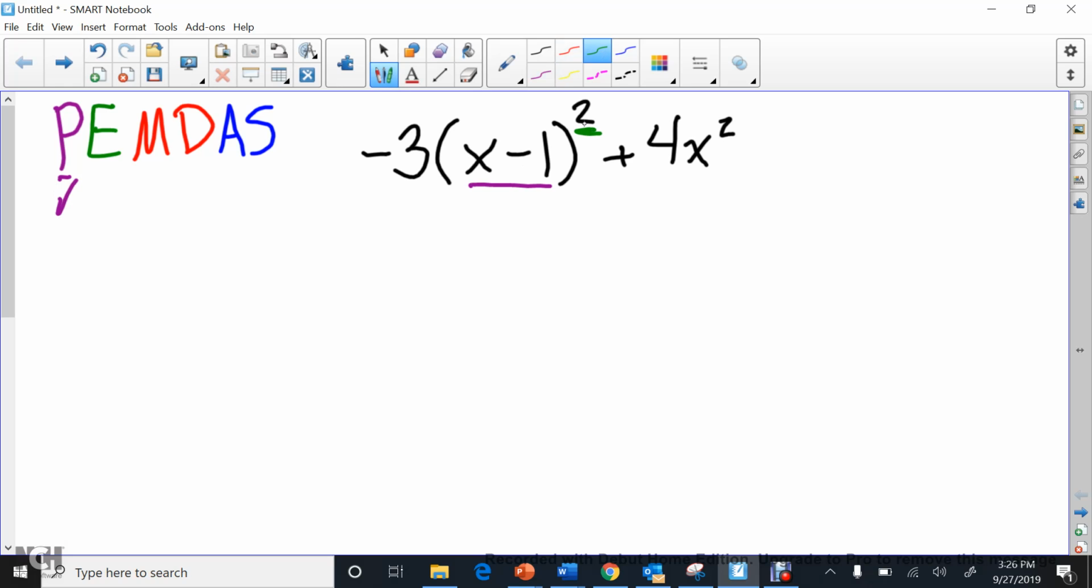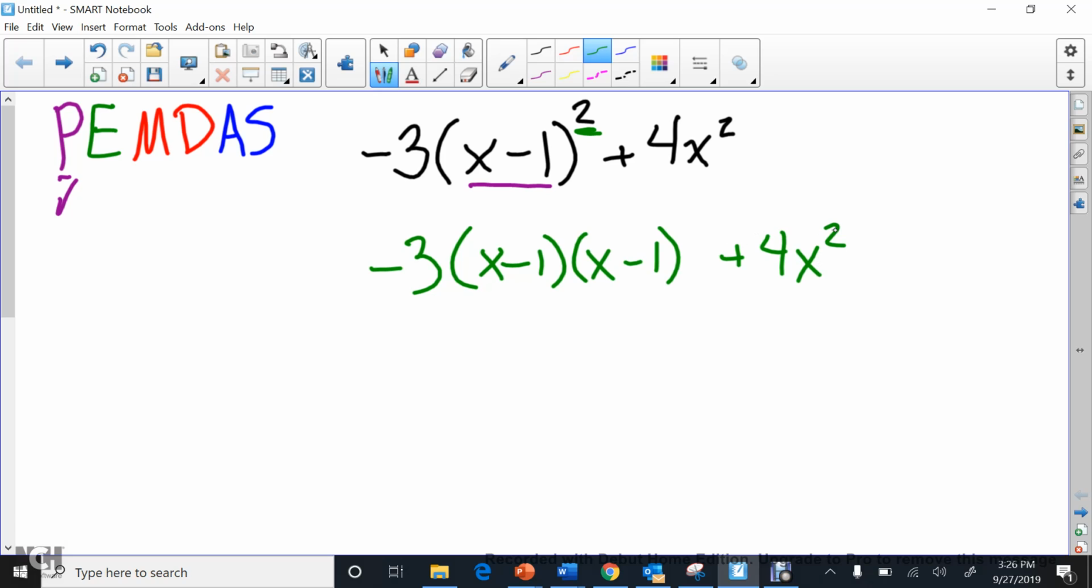I realize there's an exponent of 2 here. What this means is I should write this problem out twice. Squared means that you are multiplying something by itself. So we're not quite done. We actually need to go through and distribute.